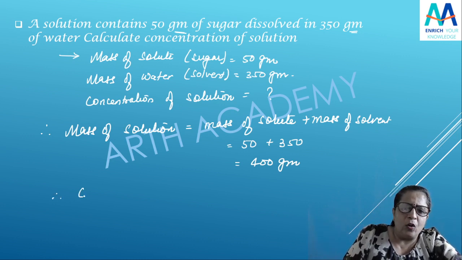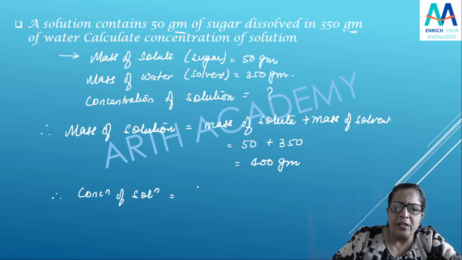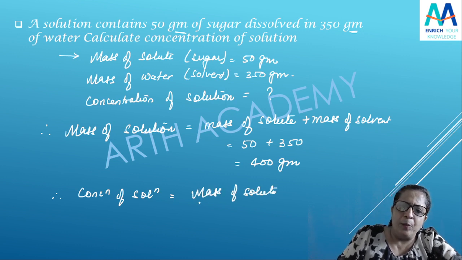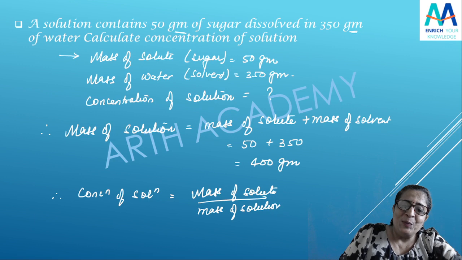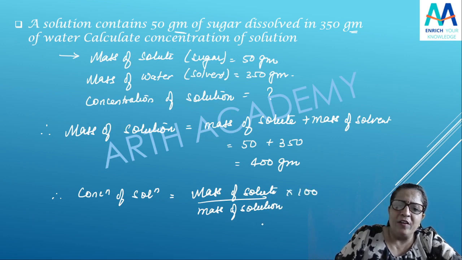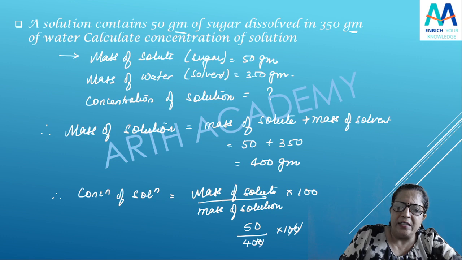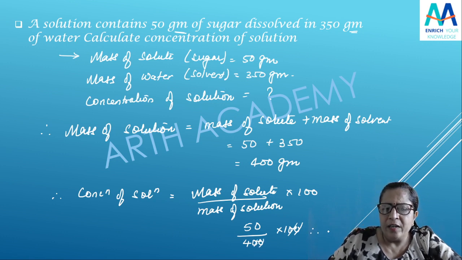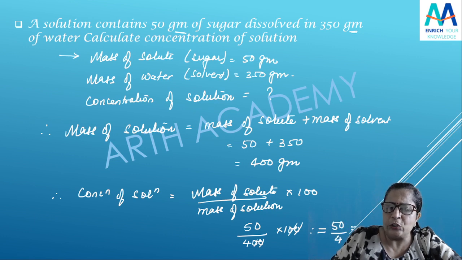Now I can find the concentration of your solution. So what is concentration of solution? It is mass of solute divided by mass of solution, multiplied by 100. So put the value: solute का mass है 50 ग्राम, solution का अभी हमने निकाला, it is 400, multiply by 100. This 100 cancels, 50 divided by 4. So that would be 12.5 percent.